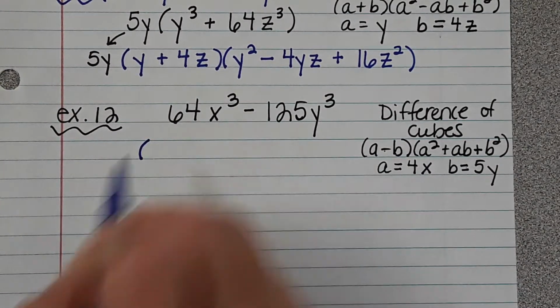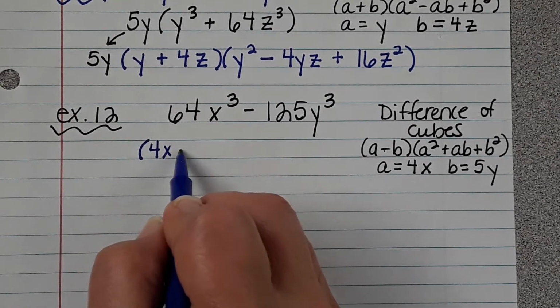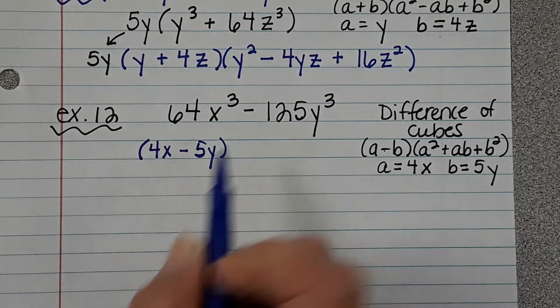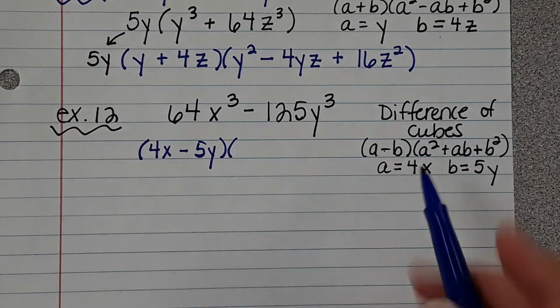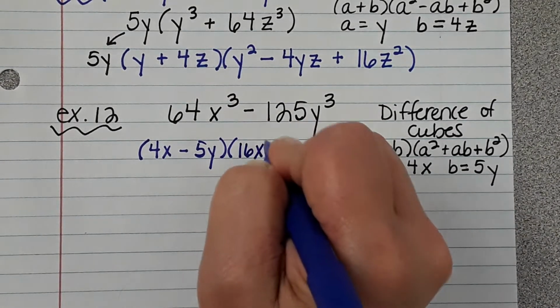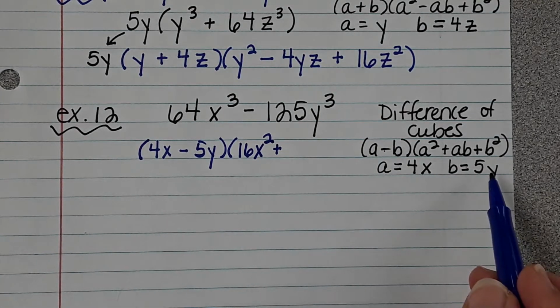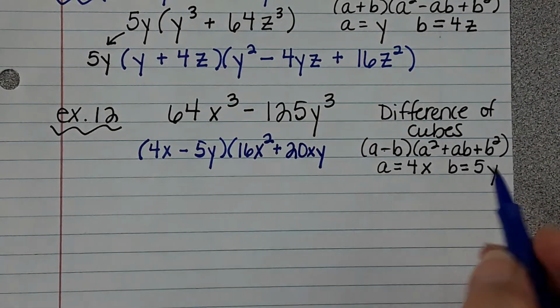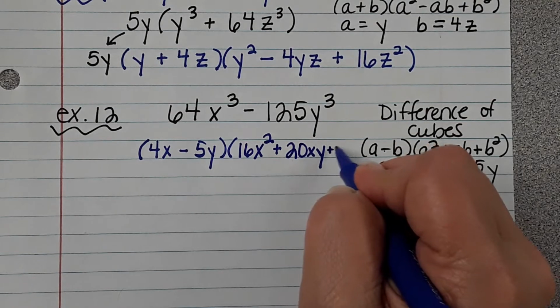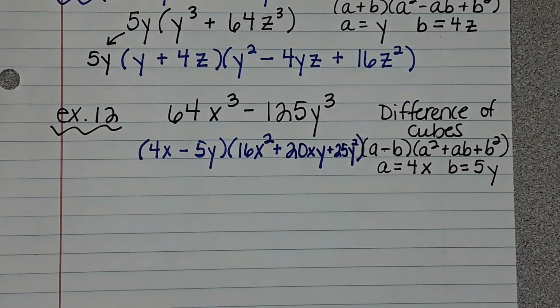Okay. Let's see if we can finish it. What's a? 4x. Minus 5y, because that's b. So a minus b. A squared, 4x times 4x, 16x squared. If this is minus, this is plus. 4x times 5y. And then 5y times 5y, 5y squared. And then that's your answer. So now some of the problems on page 69 you can finish.